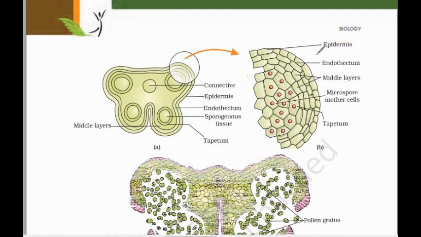The outer layer is the epidermis. The next layer is the endothecium. Next, the middle layer, and next, the tapetum. Okay: epidermis, endothecium, middle layer, and tapetum. These are the four layers which form the outer boundary of the microsporangium in the case of a young anther.